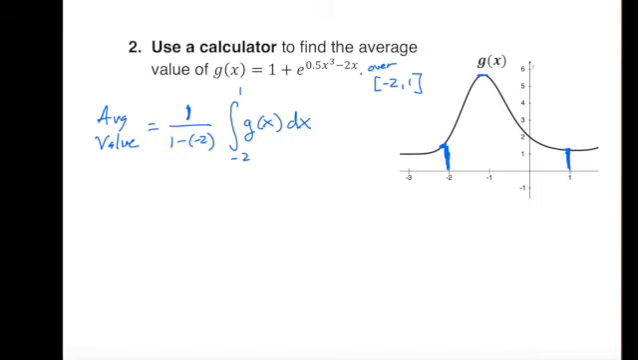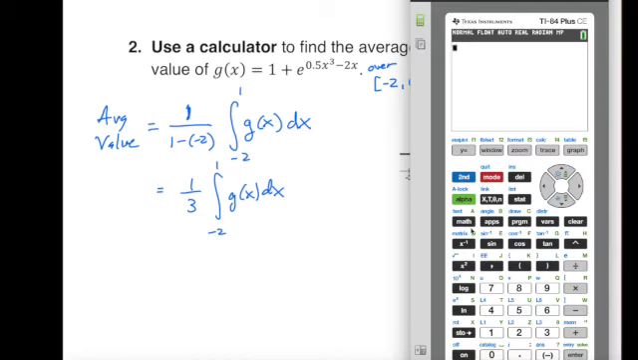So that's going to be 1/3 times the definite integral from -2 to 1 of g of x dx. And now let's bring in the calculator here.